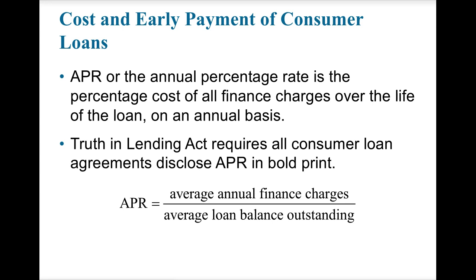Now let's talk about the cost and early payment of a consumer loan. So the APR is the annual percentage rate, which is the percentage of cost of all finance charges over the life of a loan on an annual basis. The Truth in Lending Act requires that all consumer loan agreements disclose the APR in bold print. So if you take the average annual financing charges and divide it by the average loan balance outstanding, you get your APR.